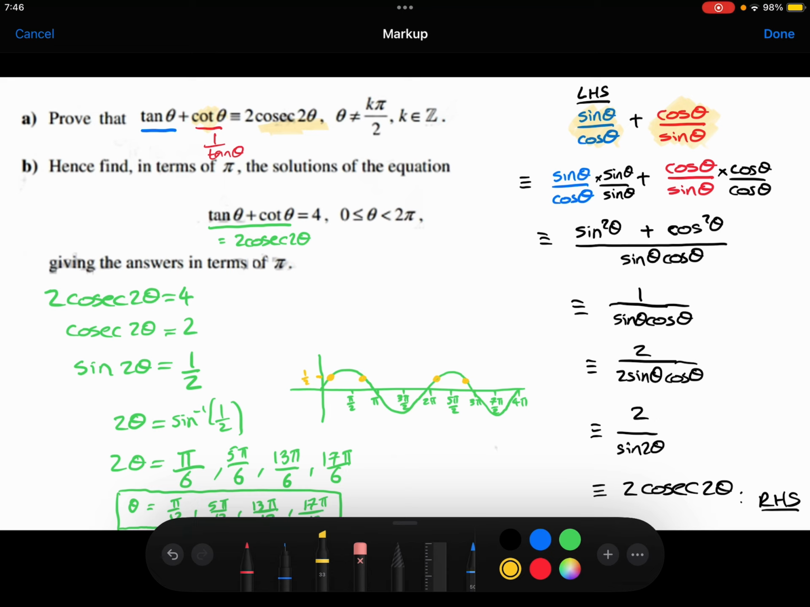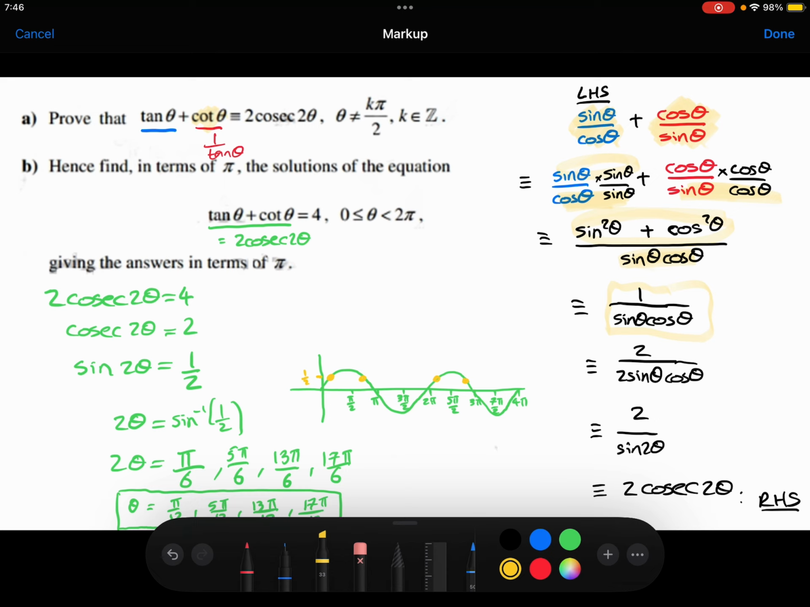My next step was to get a common denominator. So I've multiplied the first fraction by sine theta, and I've multiplied the second fraction by cos theta. Now we've got a common denominator of sine theta times cos theta, which I've got here. On the top, we've got the sine squared plus the cos squared. And we know that sine squared plus cos squared is just 1. So we're now at this stage here where we've got 1 over sine theta cos theta.